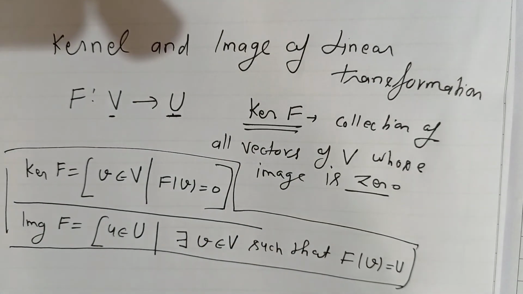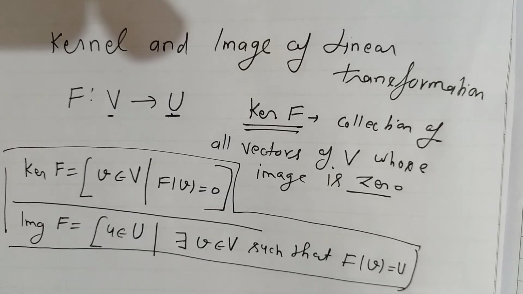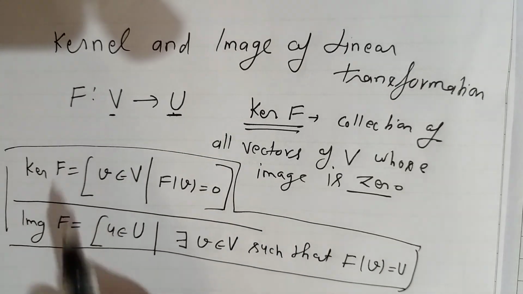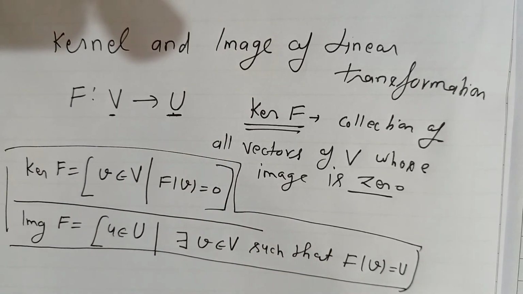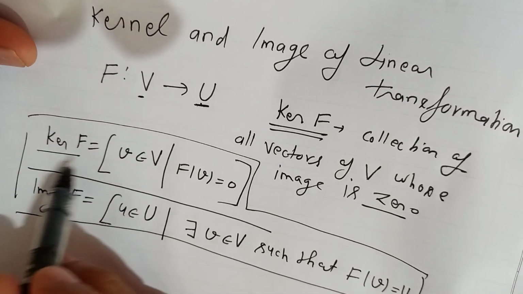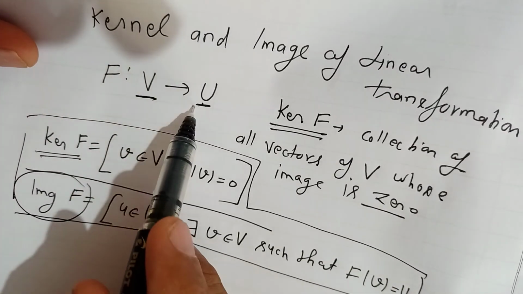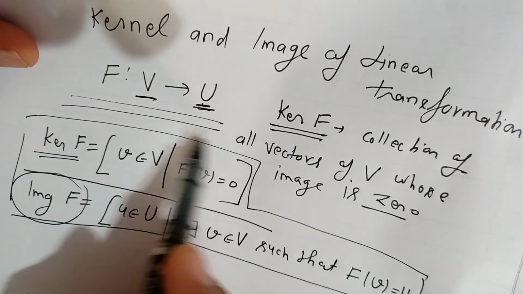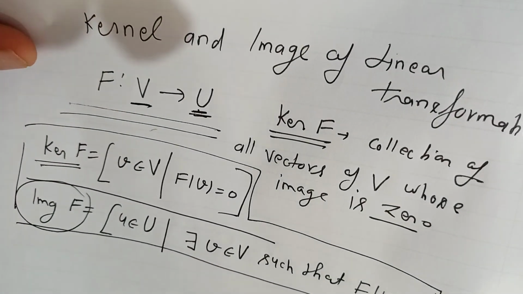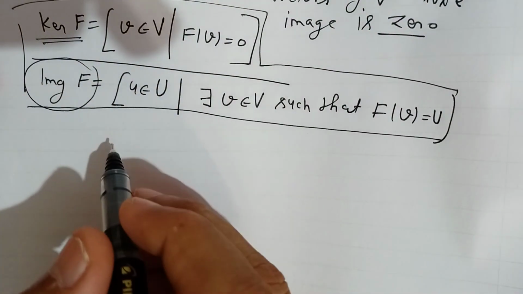So, regarding subspaces, this kernel of f and image of f form subspaces. The kernel of f is a subspace of V and the image of f is a subspace of U. We can prove this using the one-step test of subspace. Let us take one example.